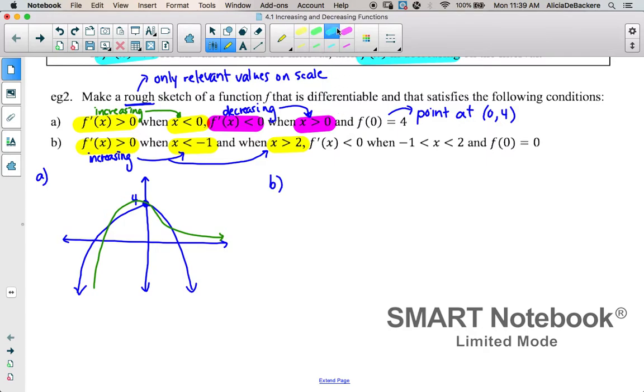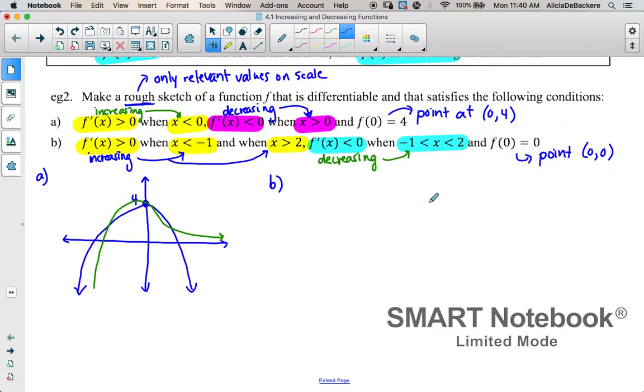All right, then the next part tells me that the derivative value is negative. So that means that I'm decreasing when I'm in this range of values. And then again, this last piece of information here is just a point. They're telling me that the x value is 0 and the y value is also 0.